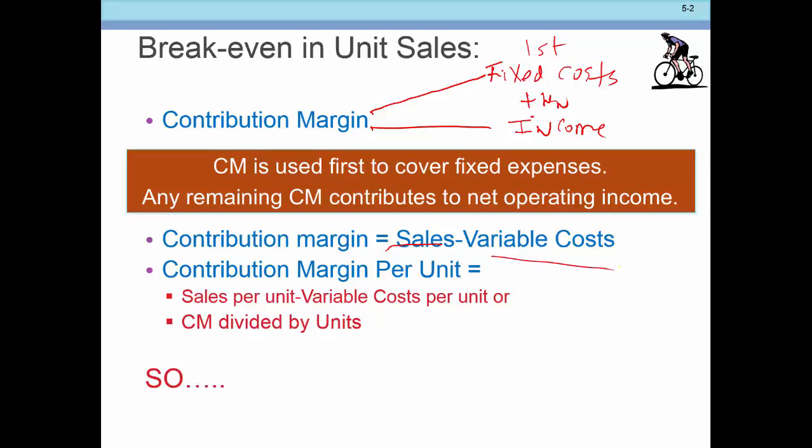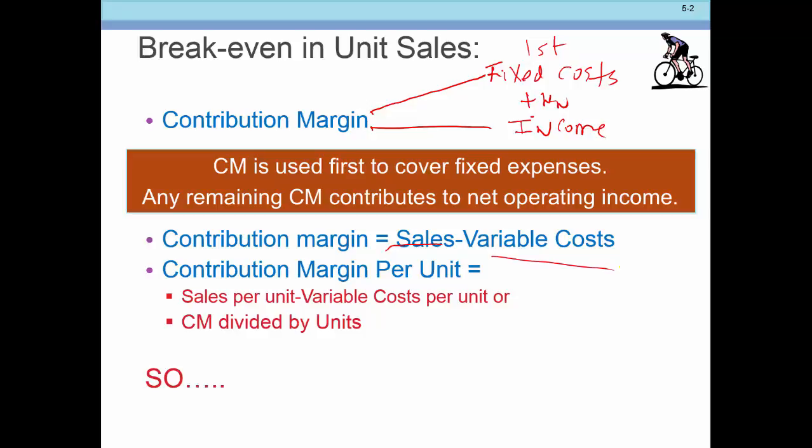Now, we could also come up with a contribution margin per unit, okay, and we'll spend quite a bit of time with that because that contribution margin per unit is the most useful in our analysis for seeing how many units we have to produce to break even.